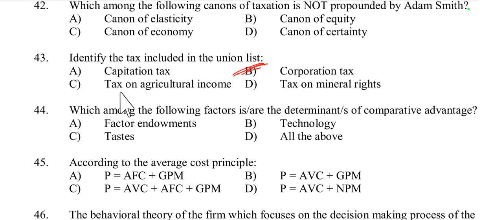Other taxes like capitation tax are typically a state subject, and tax on agricultural income is assigned to the states. Tax on mineral rights is also generally under the state list, though it can be regulated by the central government in certain circumstances. Capitation tax, mineral rights, and tax on agricultural income are under the state, and corporation tax is under the union list. So option B is right here.